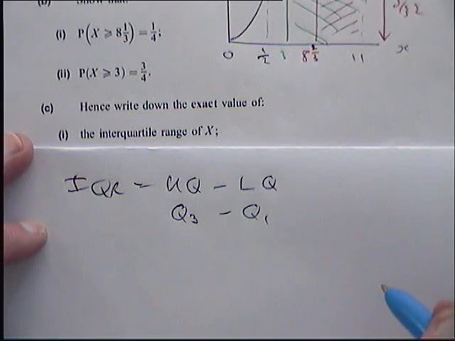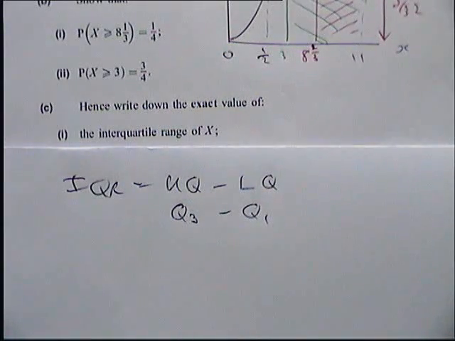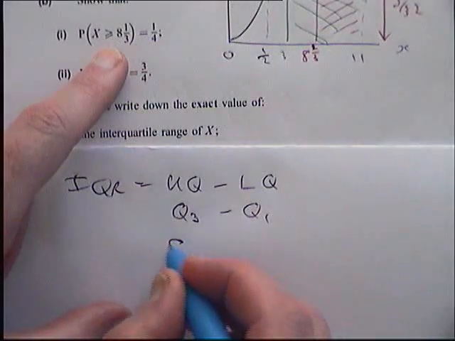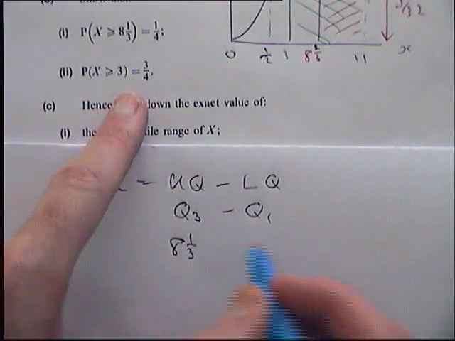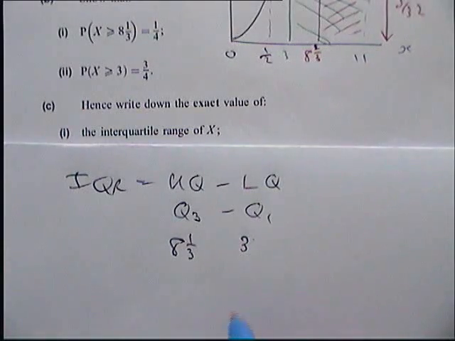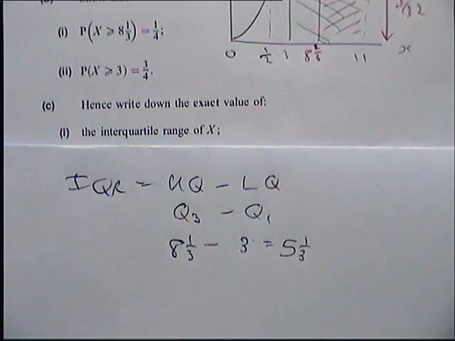What is the upper quartile? The upper quartile is 3/4 of the way across. So how much is above it? A quarter is above it. So upper quartile is 8 1/3, which I think is what people said a minute ago. The lower quartile will still have 3/4 above it. Lower quartile will be 3. Okay. Do that taking away, you get 5 1/3 for the interquartile range.